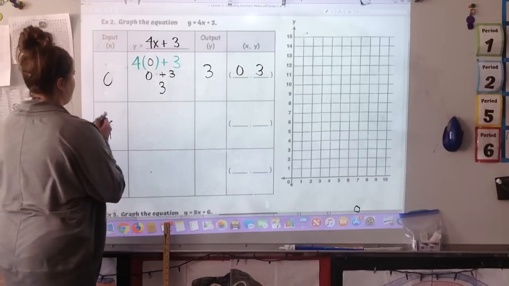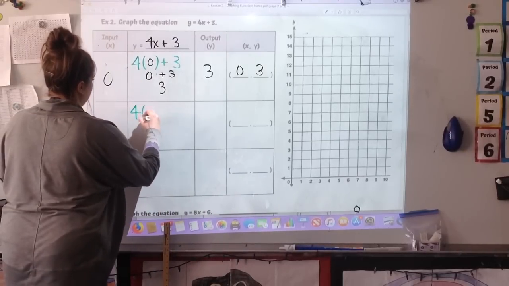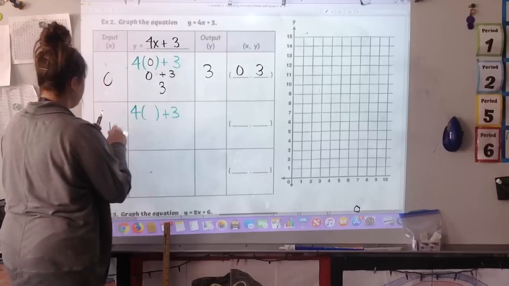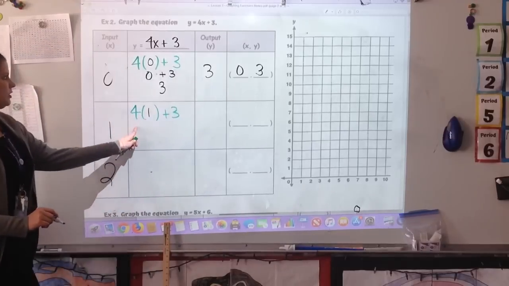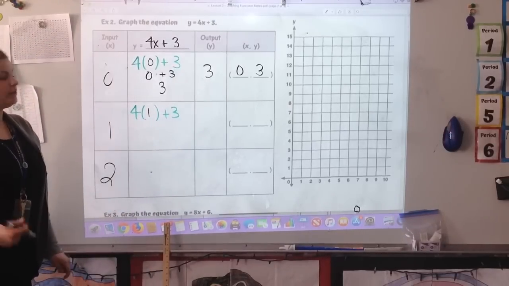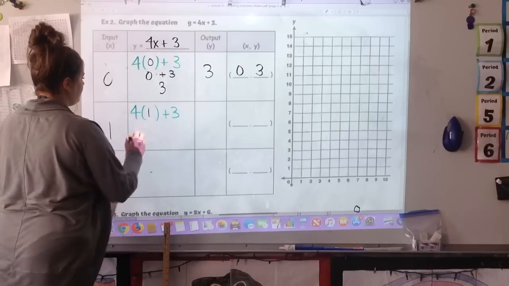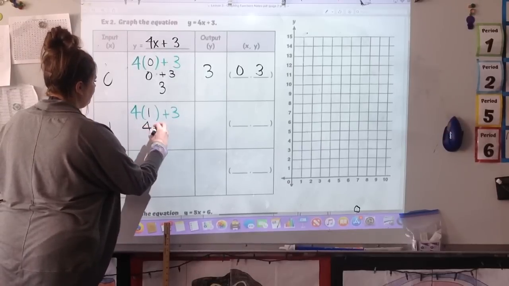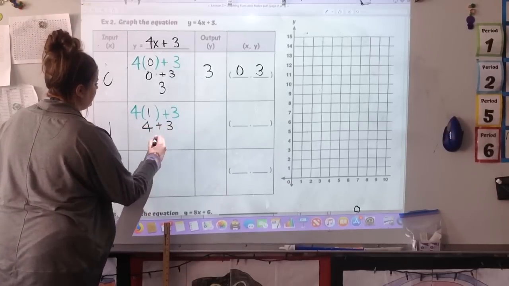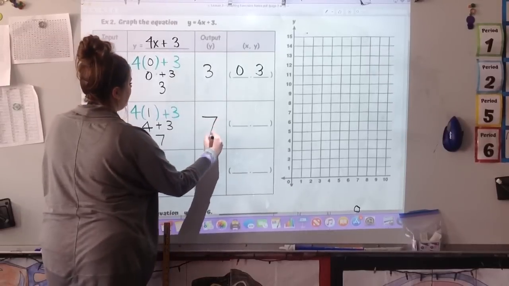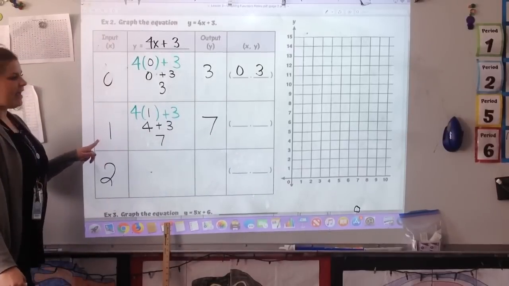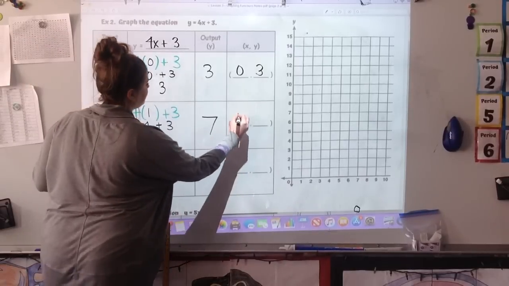Next, I have 4 times 1 plus 3. Just a reminder, we're doing our multiplication first because of order of operations. So 4 times 1 is 4, plus 3 is 7. My output value then is 7. So my ordered pair is going to be 1, 7.